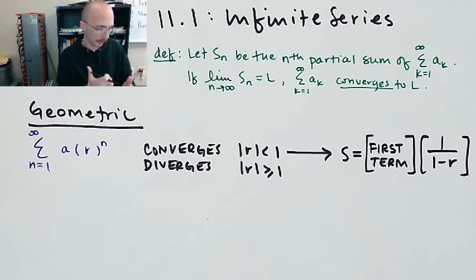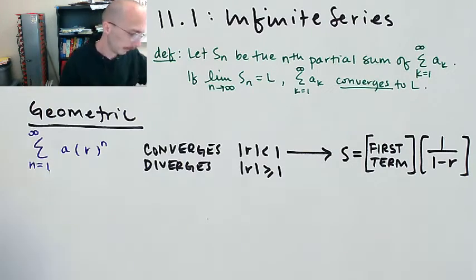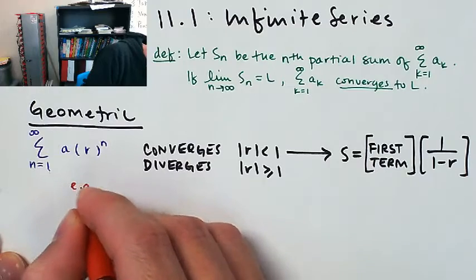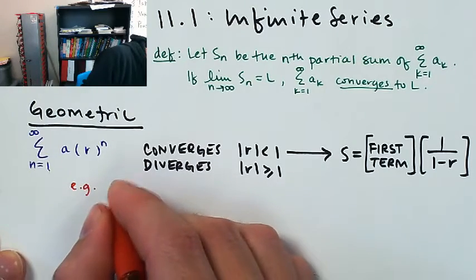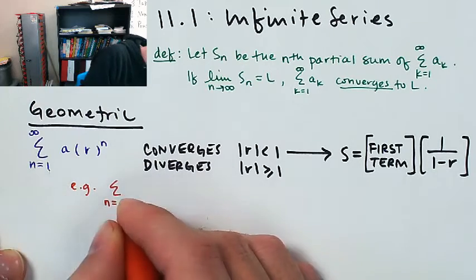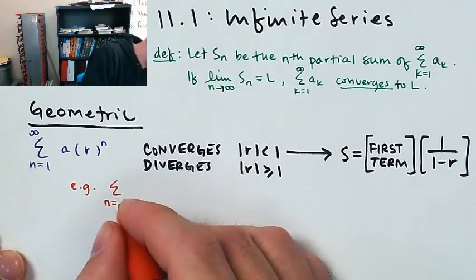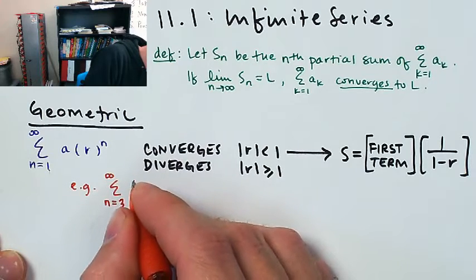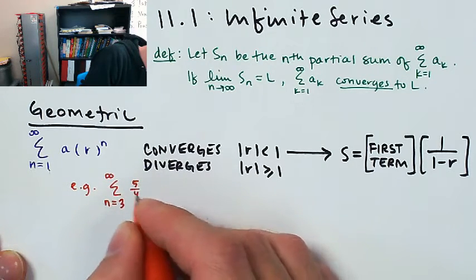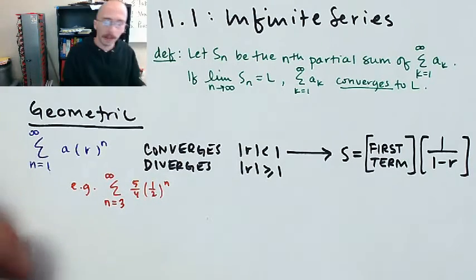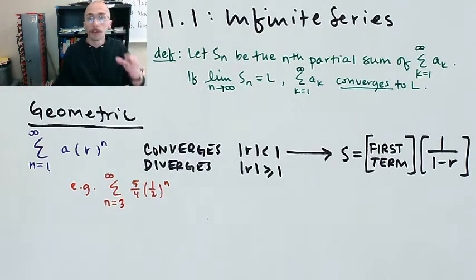So we'll do a quick example of that. For example, let's look at the sum as n runs from, I'll make this one a little different, maybe 3 to infinity of 5/4 times 1/2 to the n. Which of these is the ratio, or which piece is which?